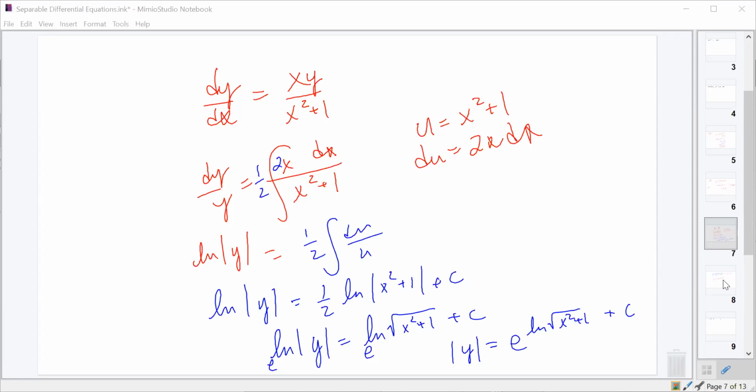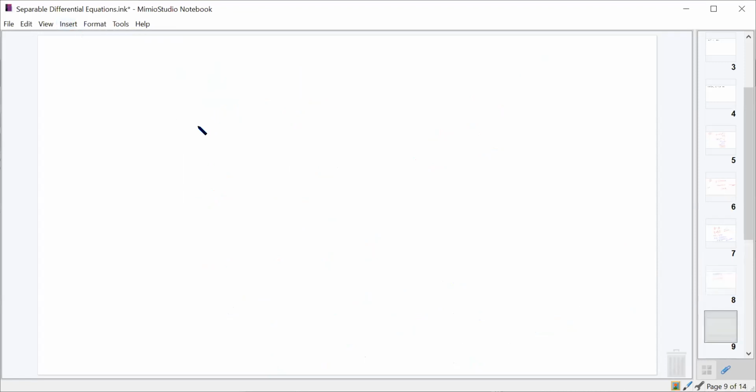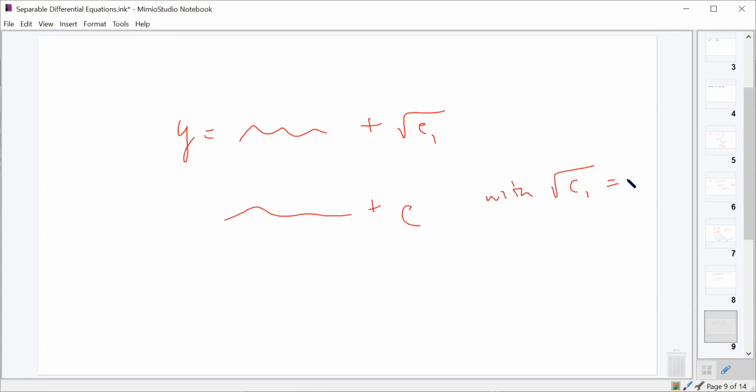If I ended up with something like square root of c or the natural log of c, same deal. You can write it as square root of c or ln of c, or like I was saying before, if I went through and ended up with y equals whatever plus the square root of c, I'd just call it the square root of c1, and then at the end say the same thing plus c, with square root c1 equal to c. Same with natural log, same with any other thing.